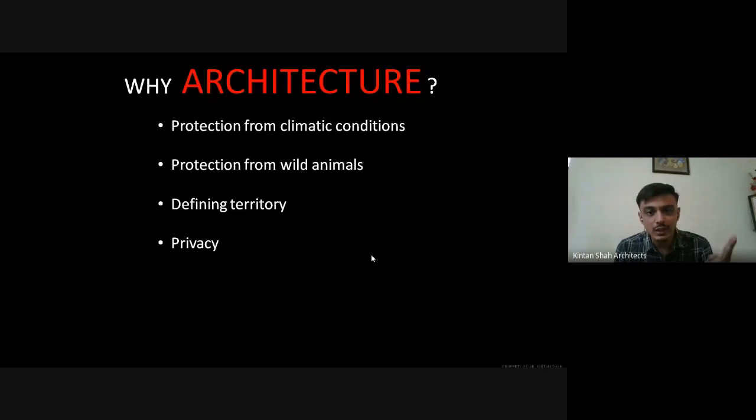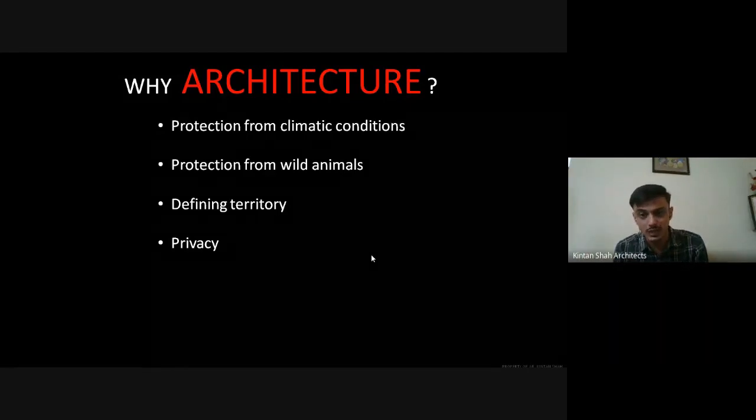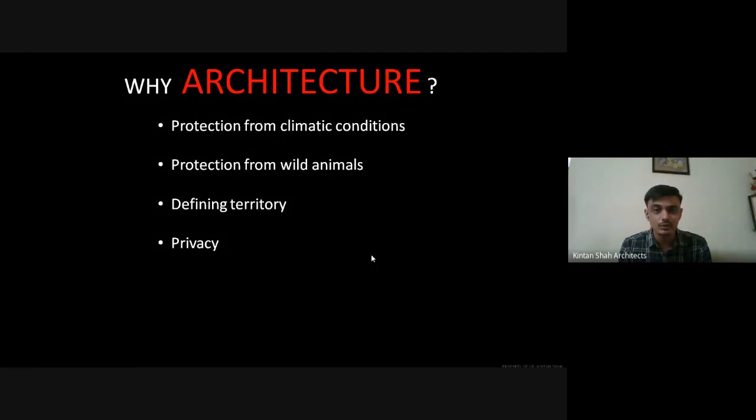First being protecting from climatic conditions, protecting from wild animals, defining territories. Now we had to define territories because when we started agriculture, we had that need of defining our territory. Otherwise, there would be conflicts. This land, am I supposed to grow my crops or is somebody else supposed to? So to avoid those conflicts, we started defining that territory.